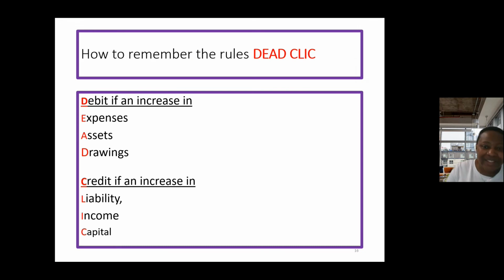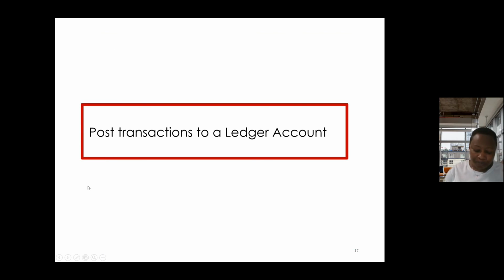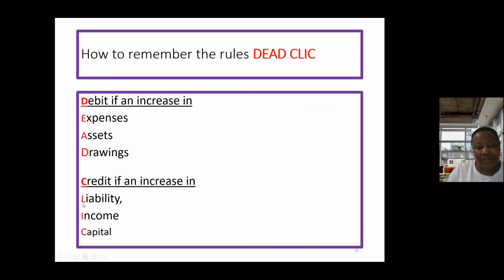The basic thing to remember is the rule. This is summarized as DEALER, and what it means is that you debit every increase in expenses, assets, and drawings, and you credit every increase in liabilities, income, and capital. So any increase in expenses, assets, and drawings should be debited. Any increase in liabilities, income, and capital should be credited. That will help us remember how to apply the rule. That will be all for the first aspect of our accounting cycle, which is identifying transactions as well as recording them in the journal entry.